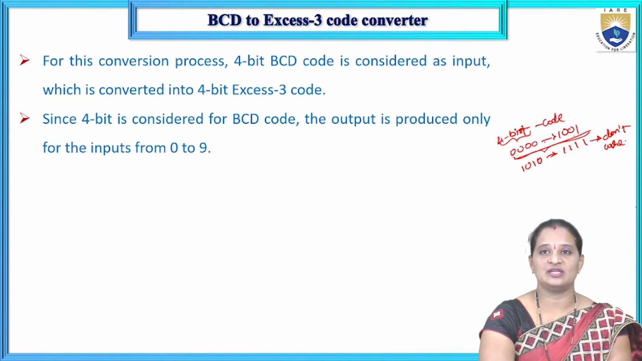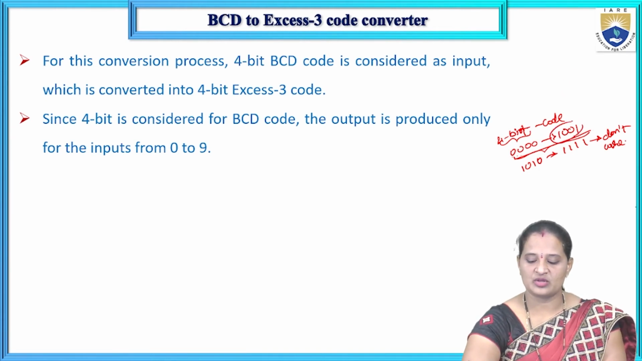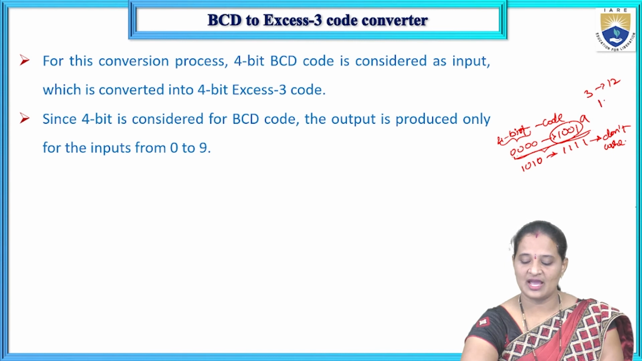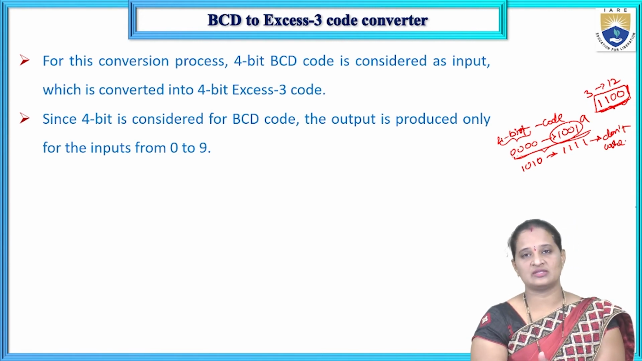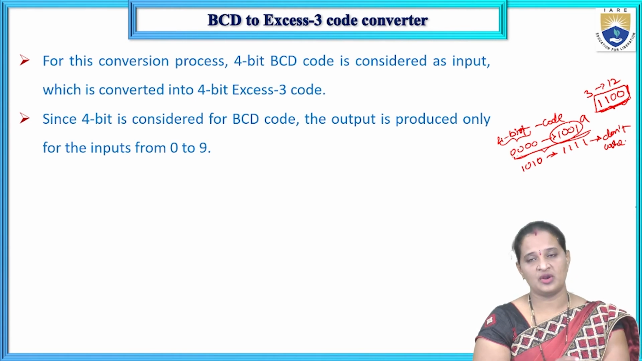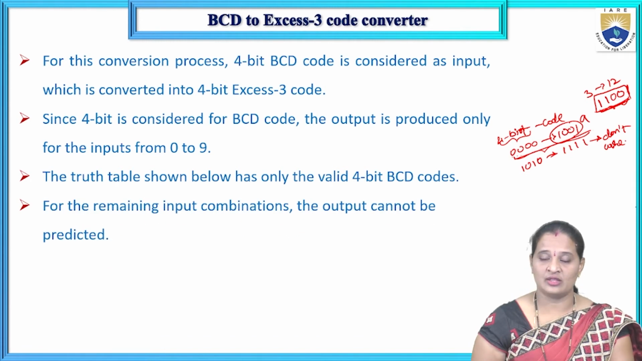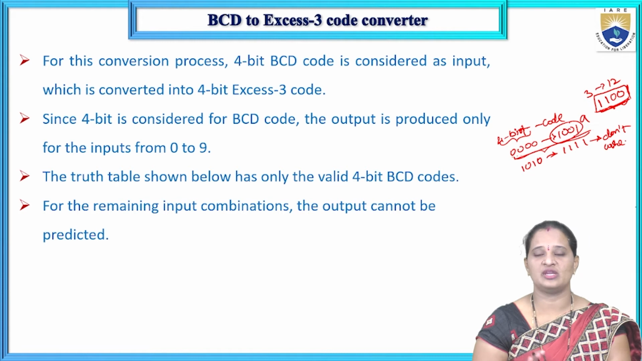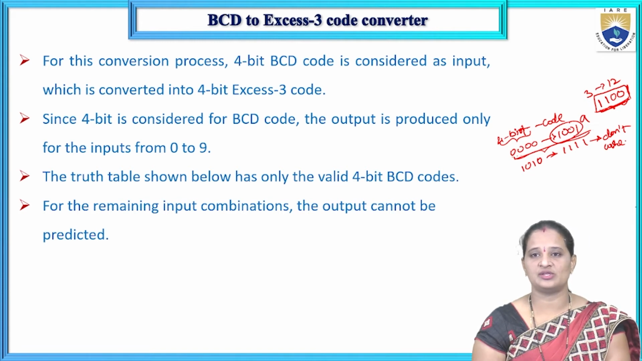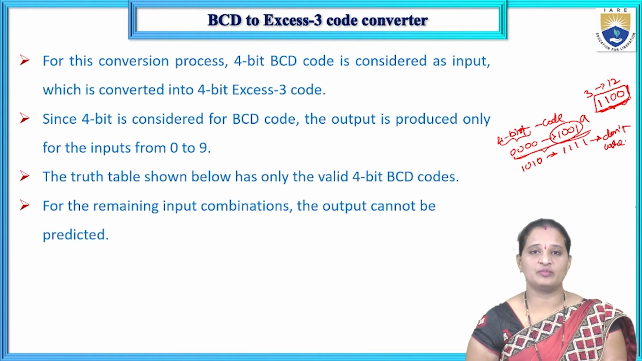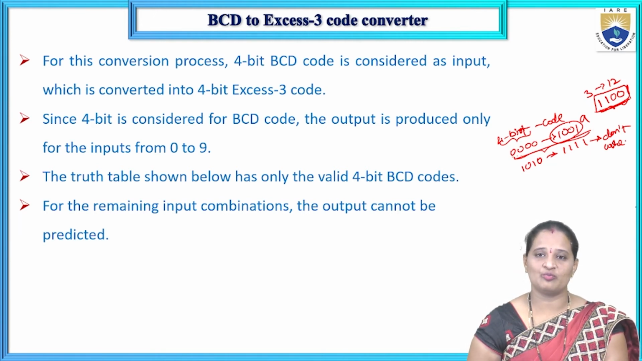So I want to convert a BCD into Xs3 code. What is the maximum possible value of a BCD code? 9. 9 plus 3 is 12. 12 in binary can be represented as 1100. That means the maximum possible output is again a 4-bit number. So to convert a BCD into Xs3 code, the number of input bits is 4 as well as the number of output bits is 4. Now remember, we are considering the input combinations 0 to 9, whereas the remaining combinations are unspecified, where the output cannot be specified and hence is considered don't care.